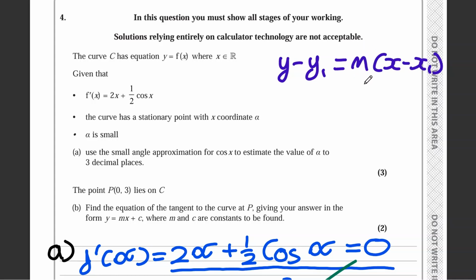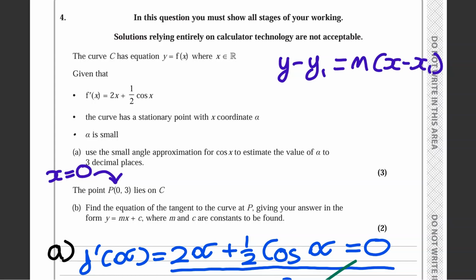Well, we know a point on the tangent because we're told that the tangent is to the curve at the point P. We know this P is (0, 3). So therefore the tangent passes through this point P, which is (0, 3). So we have this. We just need to find the gradient of the tangent. Well, we can do this because we are told that the tangent is at the point P, which is (0, 3). So therefore here x is equal to 0.